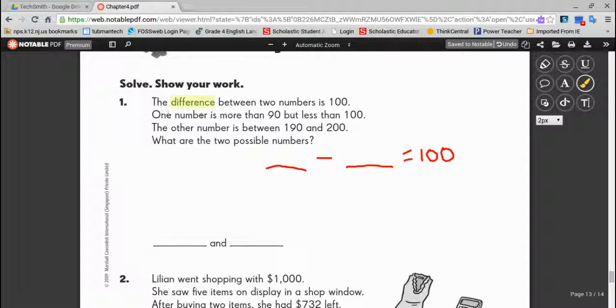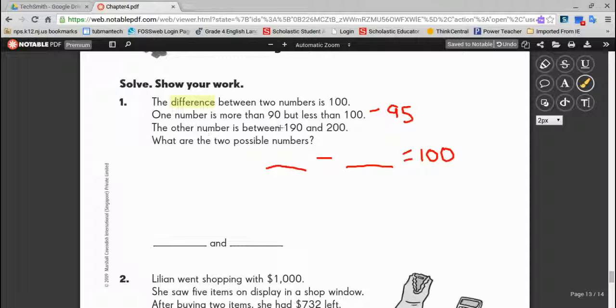The next sentence: one number is more than 90 but less than 100. So let's just pick a number. Let's pick 95. 95 is more than 90 but less than 100. So I'm going to pick 95.